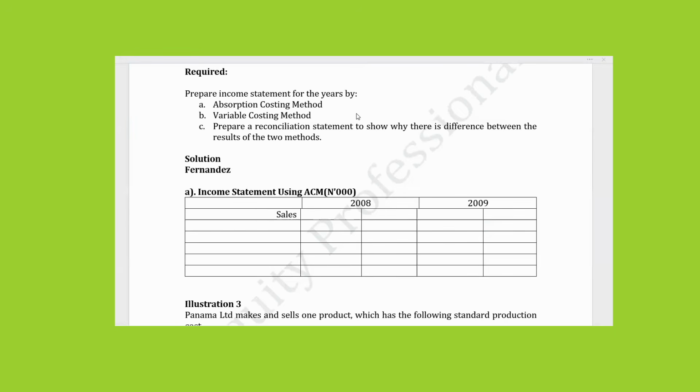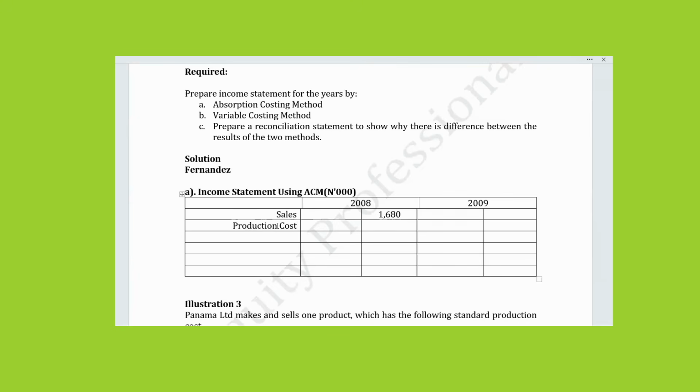Festus, continue. So what do you have? 1,680,000. So 1,680,000. That will give us selling price. Let's finish 2008 before we move to 2009. Immediately after sales, remember we are following a format. We already have this format. Immediately after sales, we consider production cost.